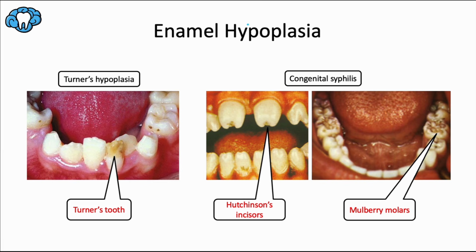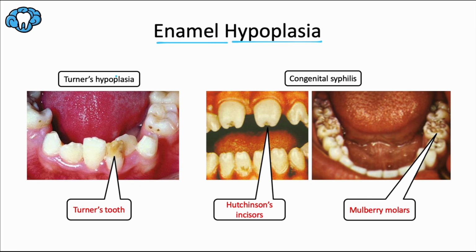Enamel hypoplasia is next. Hypoplasia means that something has a less than normal number of cells. So basically, enamel hypoplasia is an underdeveloped enamel layer with missing tissue. Two specific examples of this include Turner's hypoplasia and congenital syphilis.